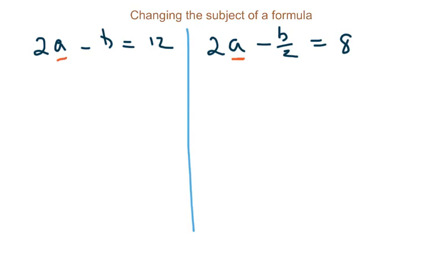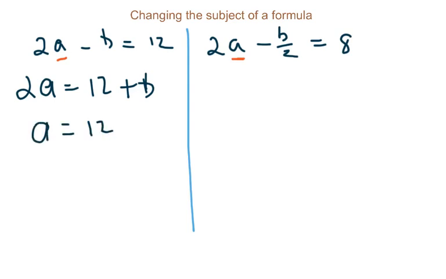And so in order to get A on its own, the first thing I'm going to do is get rid of the B. So I'm going to add B to both sides. So I'm going to get 2A, and that's equal to 12 plus B. And now I need to get A on its own, so I divide both sides by 2. So A is equal to 12 plus B divided by 2.